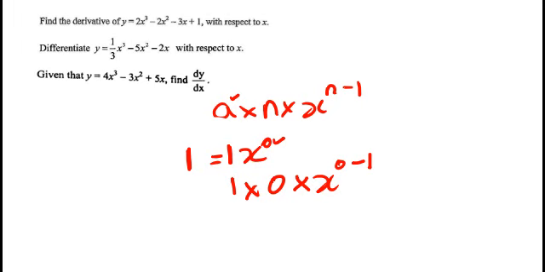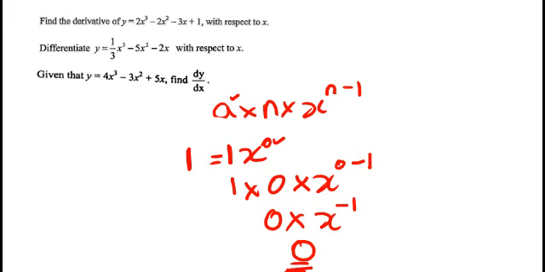Now when you say 1 multiplied by 0, it is 0, multiplied by x to the power 0 minus 1, that will be x to the power negative 1. Now remember, anything multiplied by 0 becomes 0. So 0 multiplied by x to the power negative 1 will be just 0.